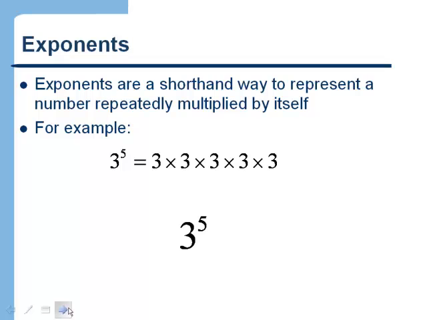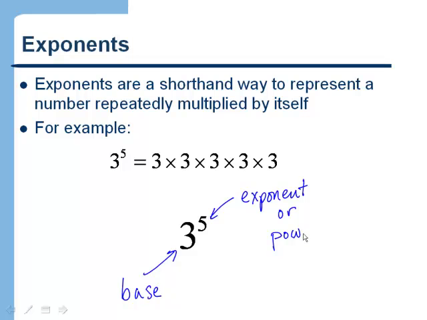If we look at the notation that we use with exponents, the number 3 in this example is referred to as the base. And the number 5 in this example would be called the exponent. And we might also refer to it as the power. So that would be 3 to the 5th power.